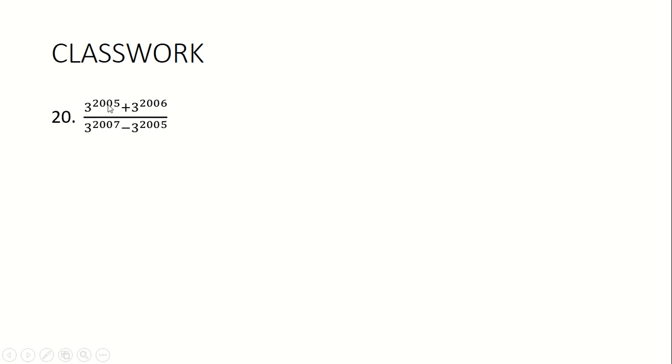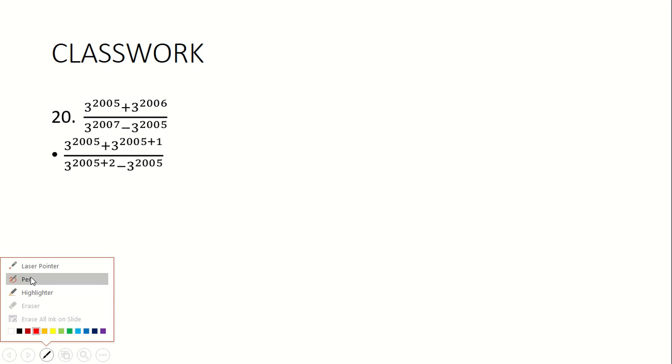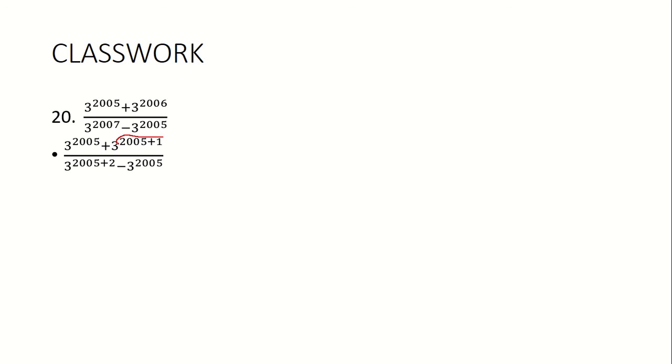So I need to make sure that in my exponents, I have 2005. Nothing has changed. 2005 plus 1 is still 2006. 2005 plus 2, it is still 2007. So I haven't changed anything. All I did was just to split this exponent so that I have 2005. Now split it. Please note that if your exponents are added, it means that you multiply the same bases.